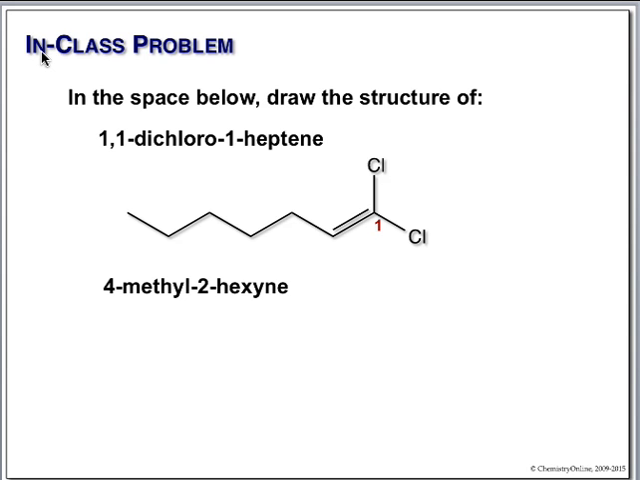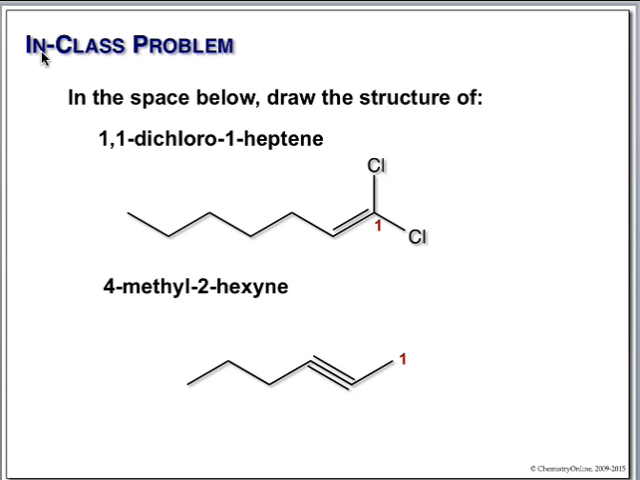For methyl 2-hexyne, we're dealing with a triple bond. It's a hex, so we're dealing with a 6-carbon chain and a triple bond. The triple bond is in carbon number 2. So here's our 6-carbon chain. Carbon 2 would be this guy. So we simply have a triple bond.